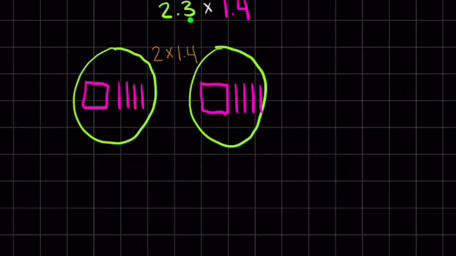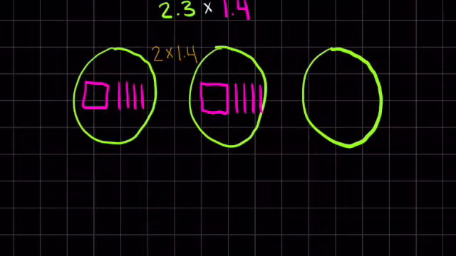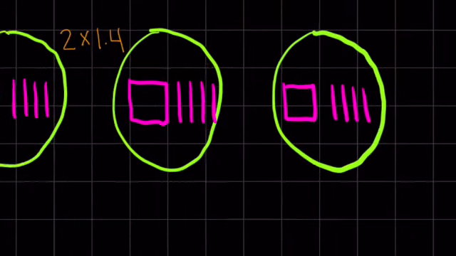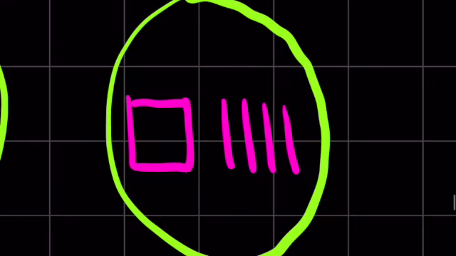I need to show 2 3/10 groups, so I need to show 3/10 of a group as well. And in order to do that, I'm going to show 1 whole group that is the size of 1 4/10. But I don't want this whole group over here, right? I only want 3/10 of that. So to find 3/10 of this group, I'm going to find 3/10 of this block, 3/10 of this block, 3/10 of this block, 3/10 of this block, and 3/10 of this block.